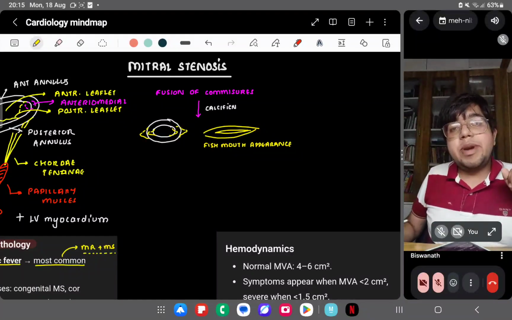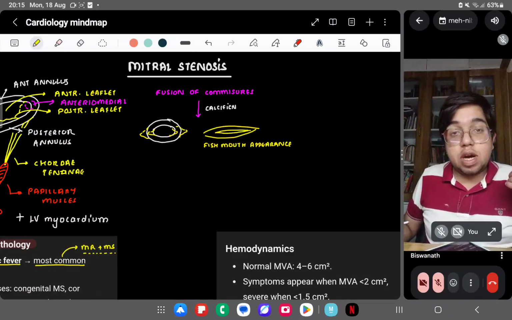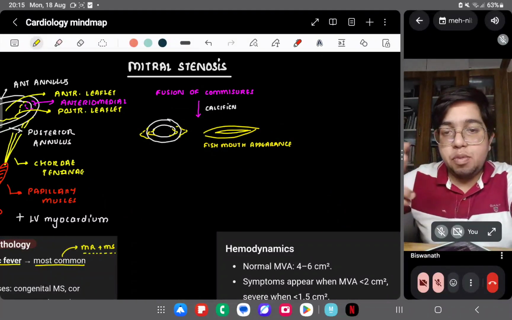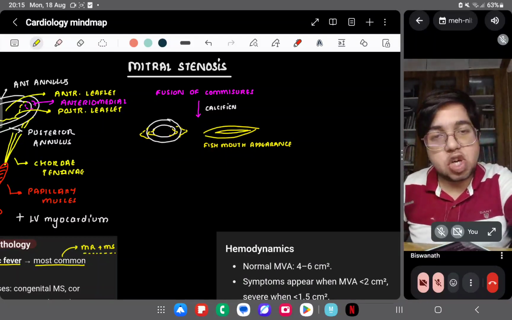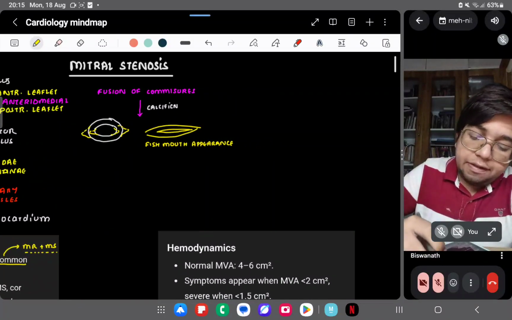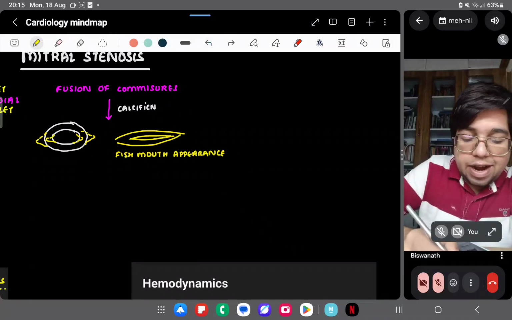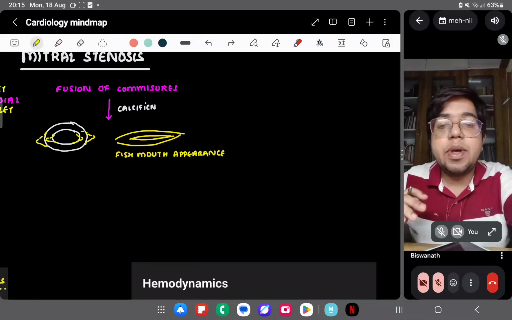So what will be the treatment? Just guess. We don't do valvotomy here. We'll do commissurotomy. So we have to remove the commissures as well. Commissurotomy is the treatment of choice in this condition. But if there is calcification, will you do commissurotomy? In calcified cases, commissurotomy is not preferred.